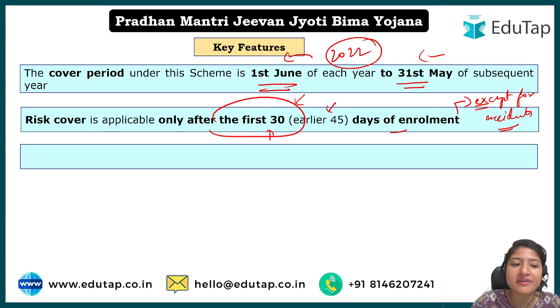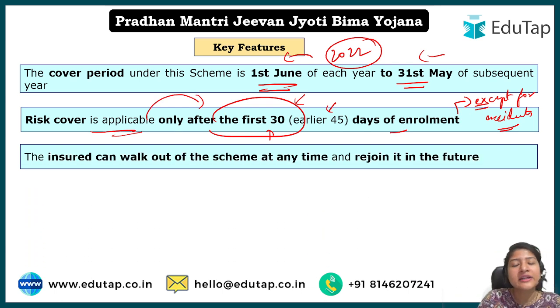Risk cover is applicable only after 30 days of enrollment. Okay, this is one thing. Earlier it was 45. Another thing: any beneficiary can, at any time, walk out of the scheme and rejoin it in future.